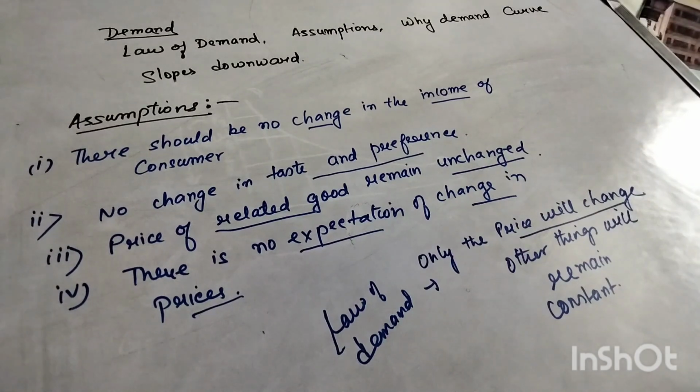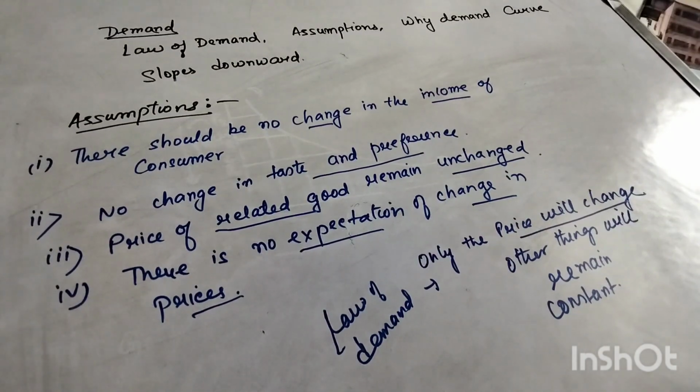Now let us move on to the next one: why does this demand curve slope downward? What are the reasons for it? We'll discuss them one by one.